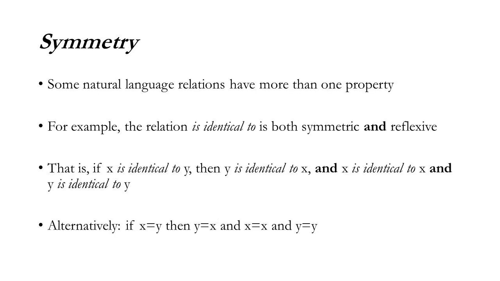Now, some natural language relations have more than one property. Identity is just one of those. It's both symmetric and reflexive. That is, if x is identical to y, then y is identical to x, and as a matter of fact, x is identical to itself, and so is y.